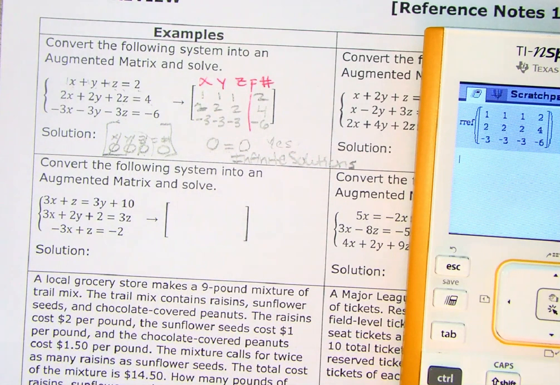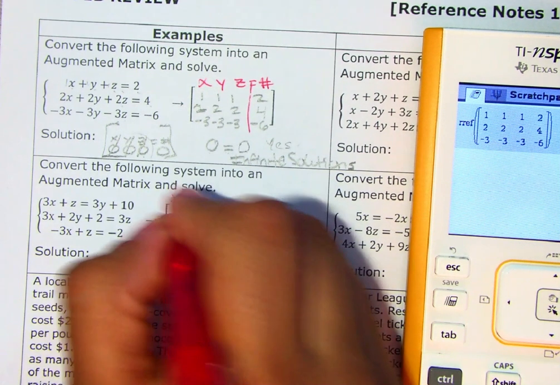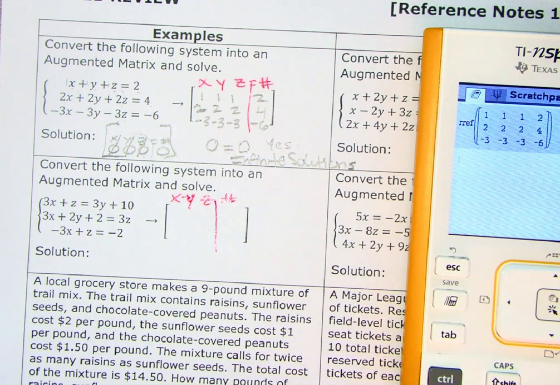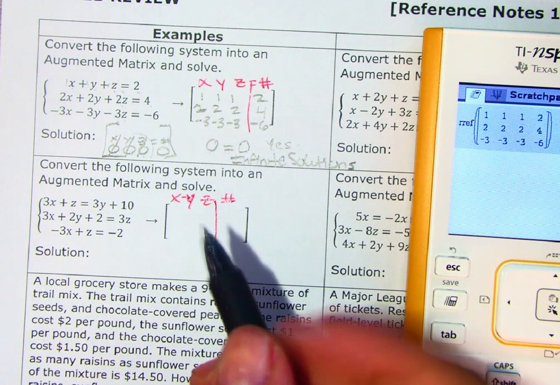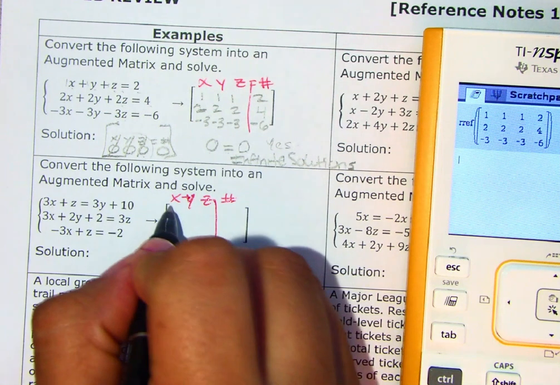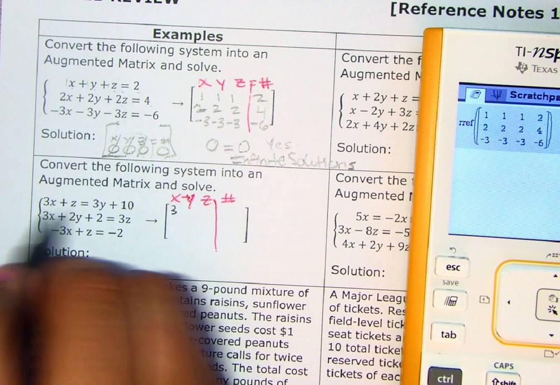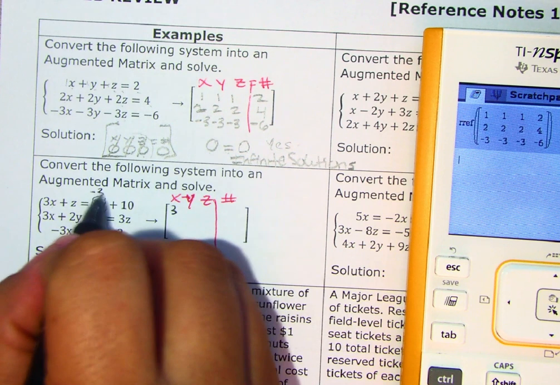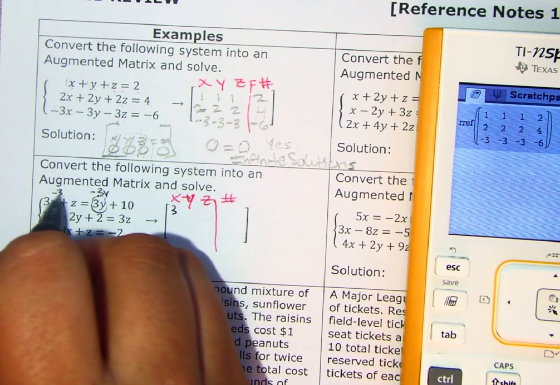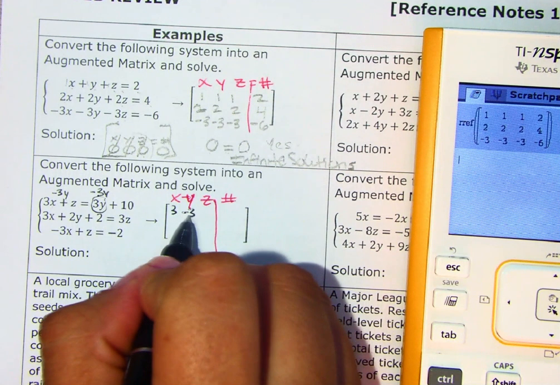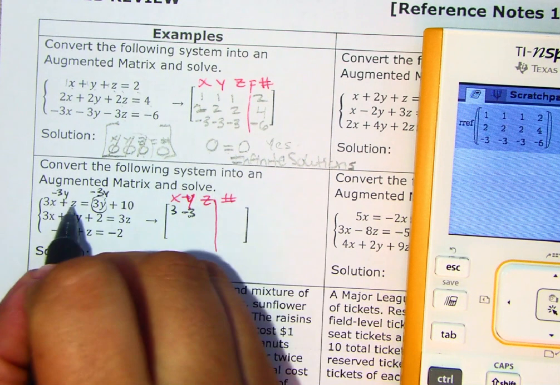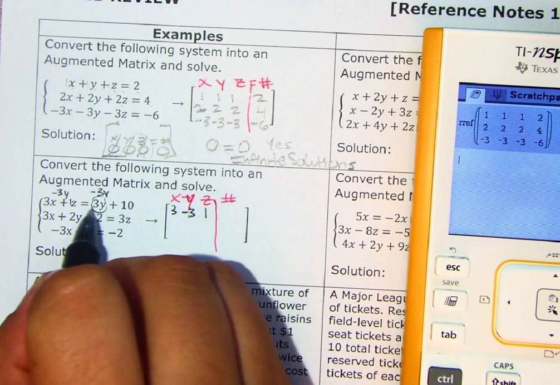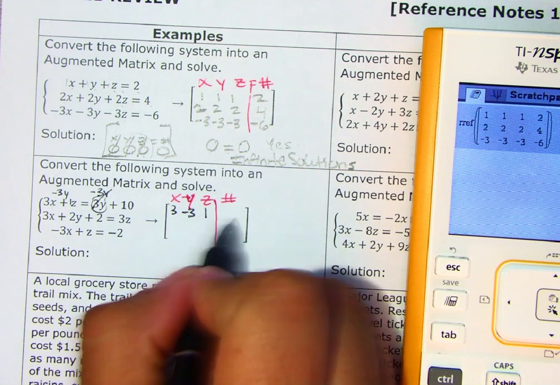We look for it to be in order of x, y, z, and if it's not, you just move it to the other side where it belongs. So x is there, so we write 3. Y is not on the left side, it's on the right side. So if this 3y belongs on the other side, we're going to end up subtracting 3y on both sides, and we end up writing negative 3. And then the z is there, so we put a 1. On the right side, we already have the y removed and canceled, so we just have 10.